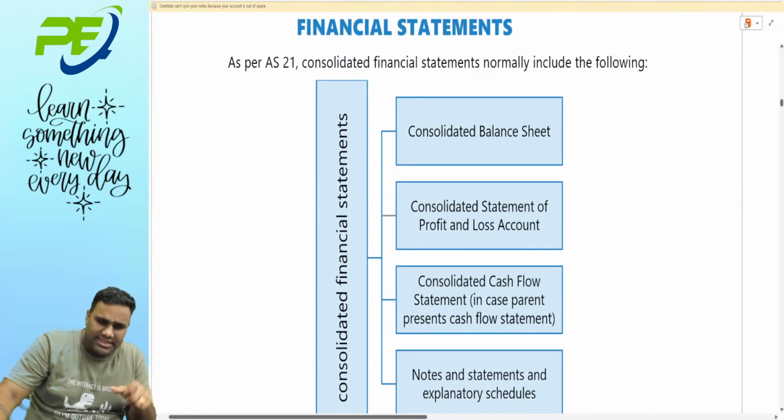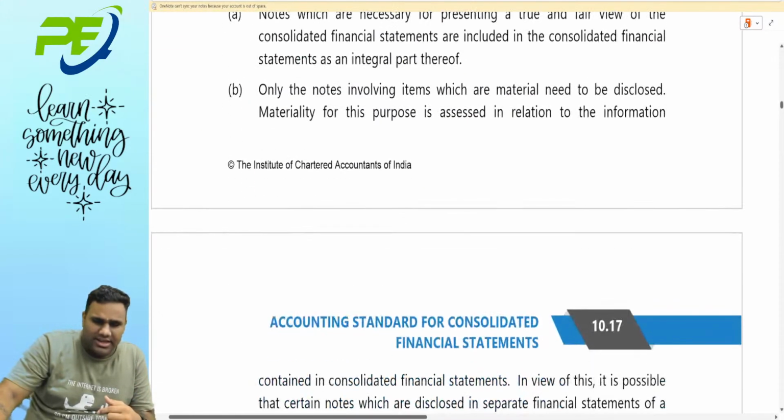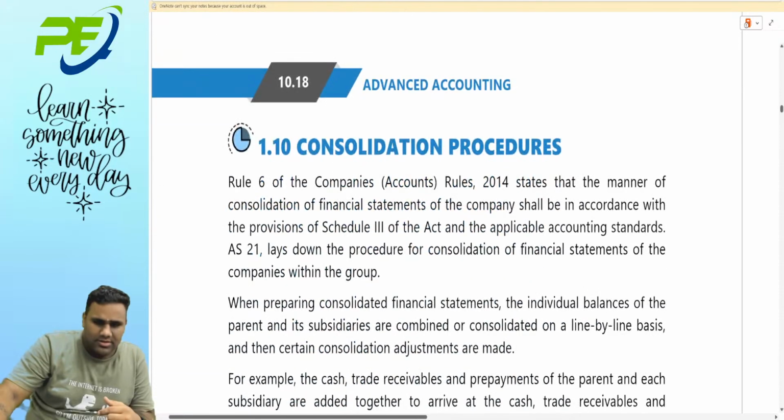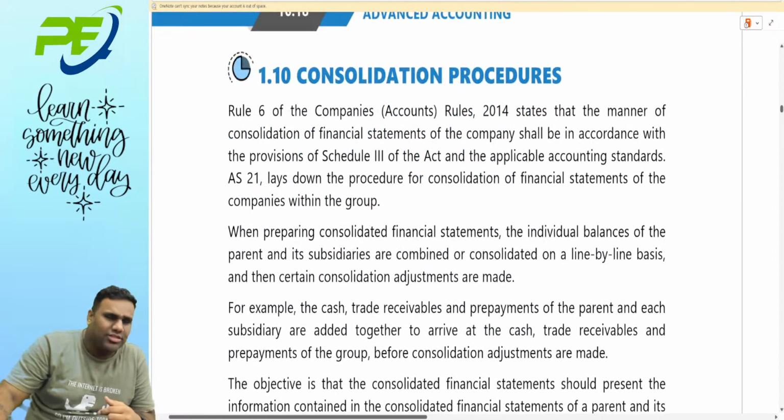This we have already seen. These are the items which will be consolidated. Now this consolidation procedure.